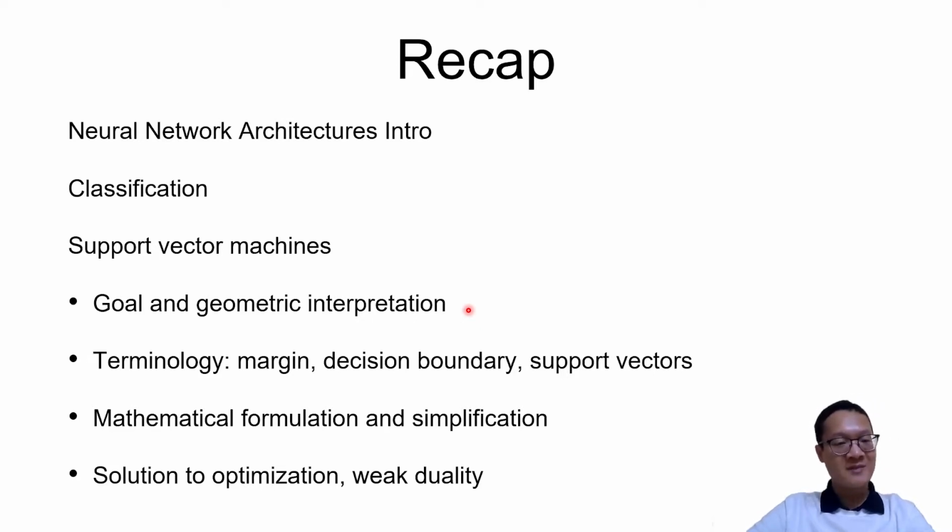We then talked about the mathematical formulation of SVM, and we did many steps of simplification to obtain a relatively simple constrained optimization problem. The solution of the optimization problem represents the decision boundary that should separate the two different classes. And then we began talking about the solution to this constrained optimization problem. And we began that discussion by talking about weak duality. So let's continue from there.